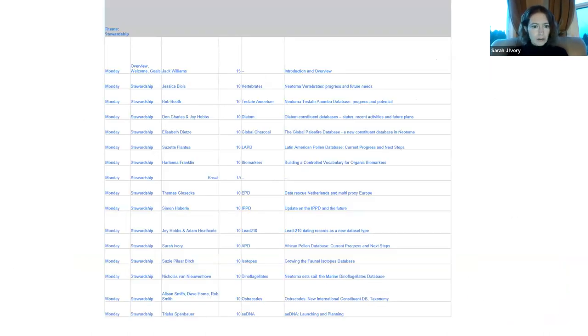Just to give everybody a reminder of what those talks were, I'm not going to go through them all individually, but they span a wide range of geographies and proxy types, as well as a wide range of maturities in terms of how long they've been constituent databases within Neotoma. Some of them are central to Neotoma from the very beginning, and others are just emerging and just putting together their structure and controlled vocabularies right now. So it's a huge diversity of different people.